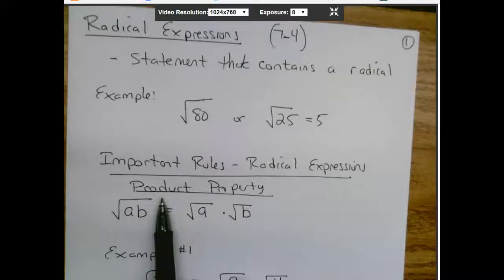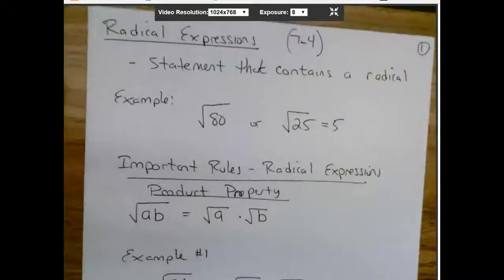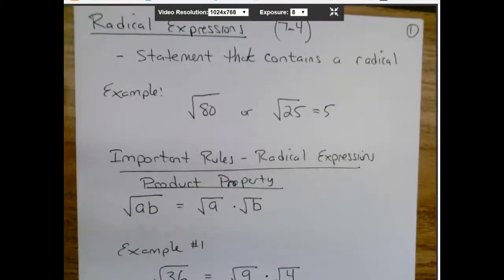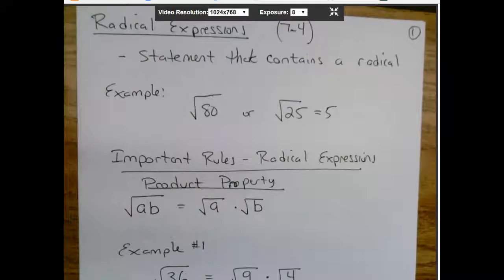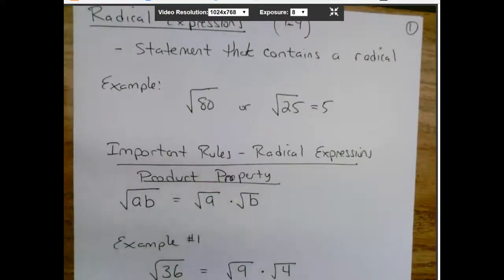So we're going to look at some of these important rules and then practice some in your notes. I don't think I'm going to show you every single rule because there are quite a few, and I think you can become overwhelmed. So I'm just going to show you a few here. Add these to your notes. We'll practice these in class, and then we'll add a few more. Okay, so the first one is the product property or rule.